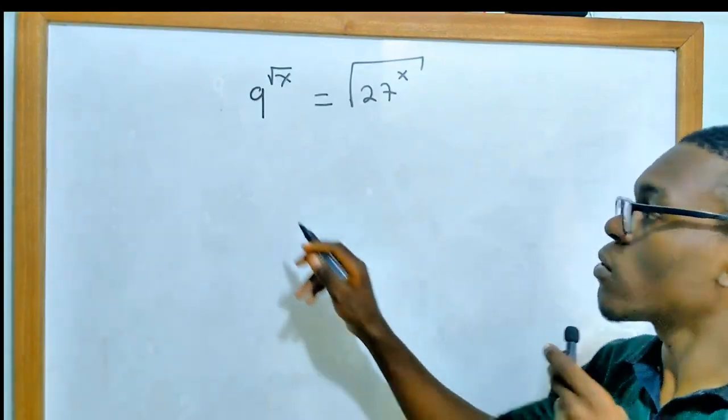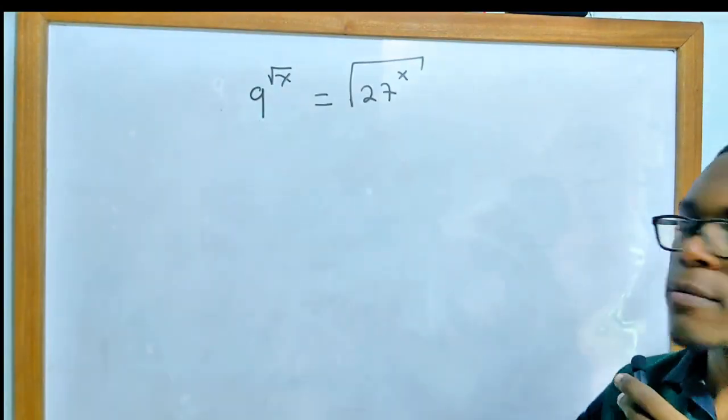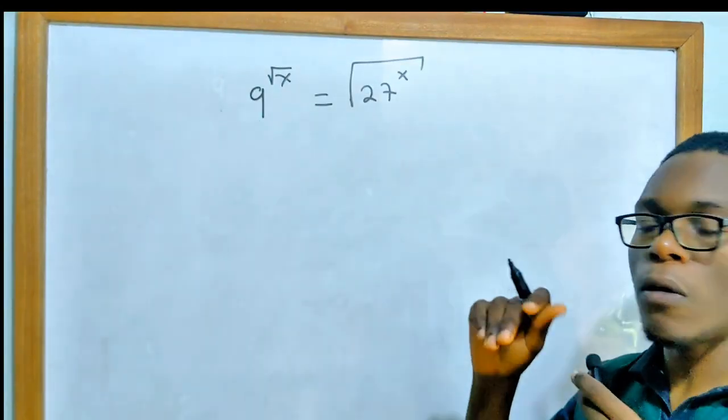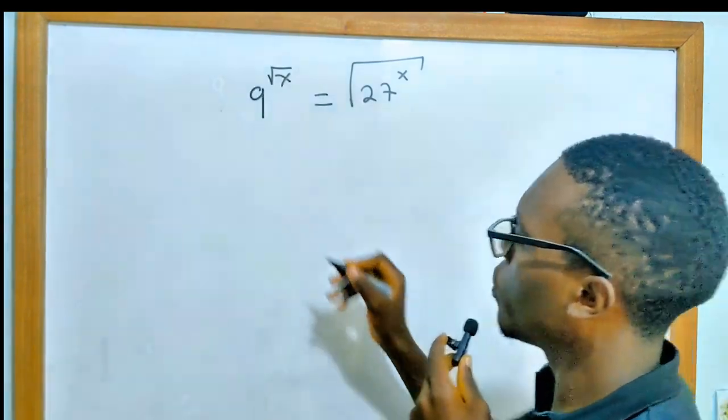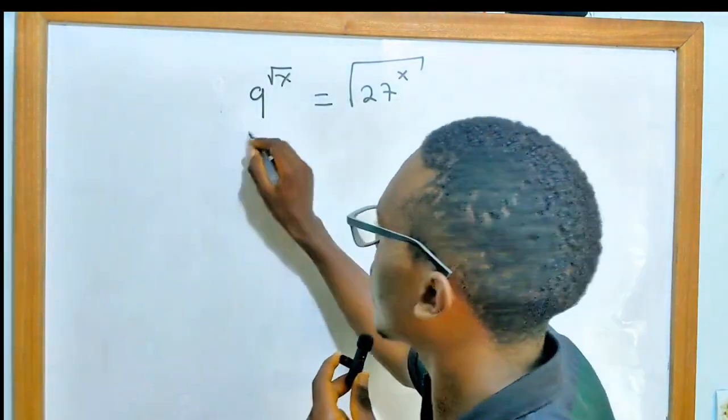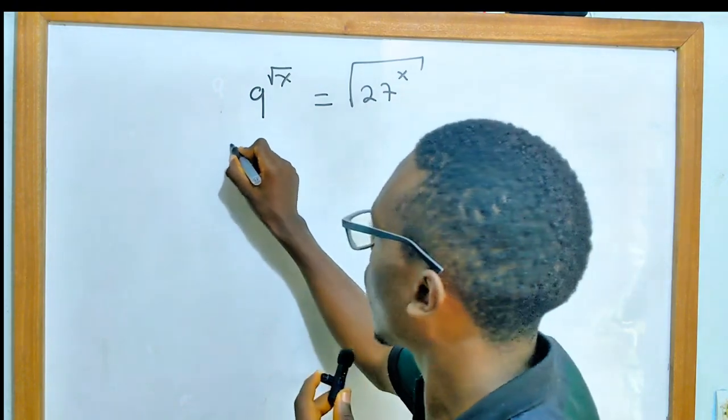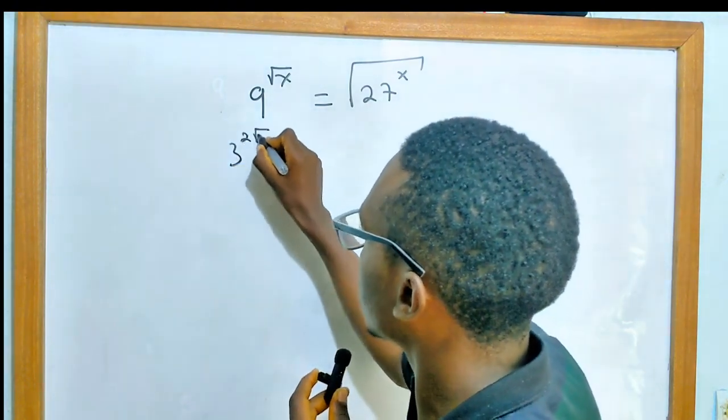Okay, we're having this nice Olympic math question to solve for x. How can we solve this? Let's apply the basic principle of indices and logarithm here. We know that 9 can be expressed as 3 squared. That will be 3 to the power 2 root x.